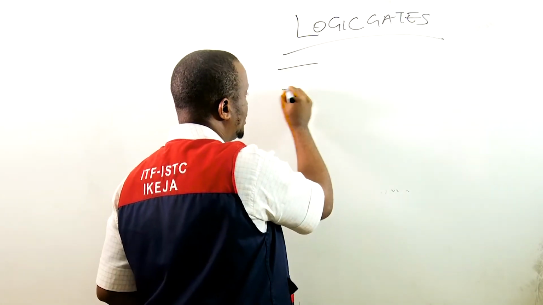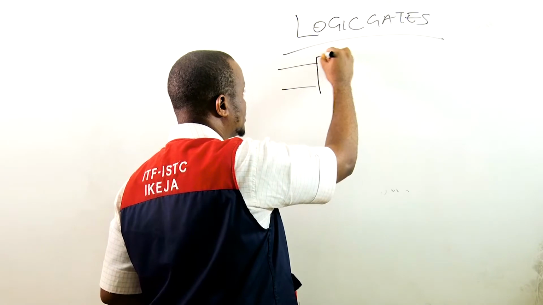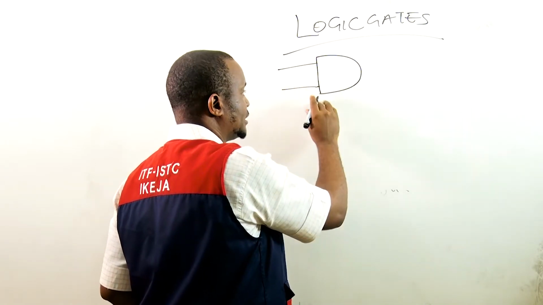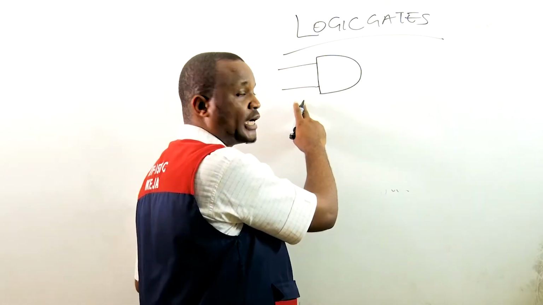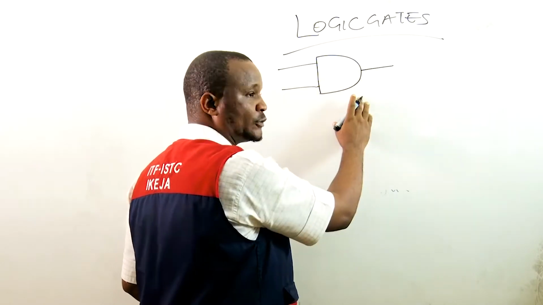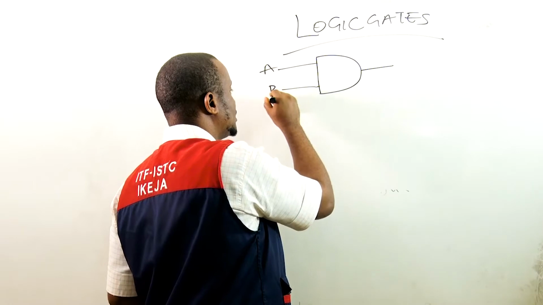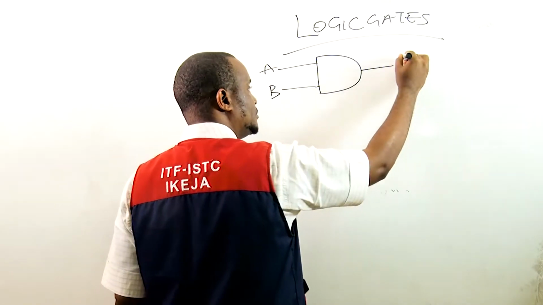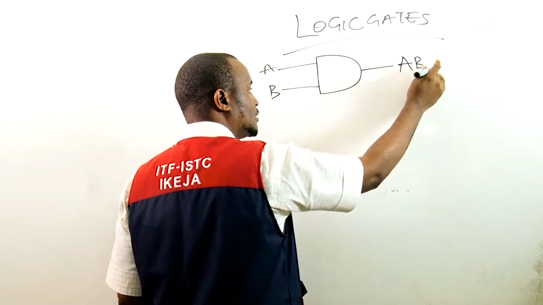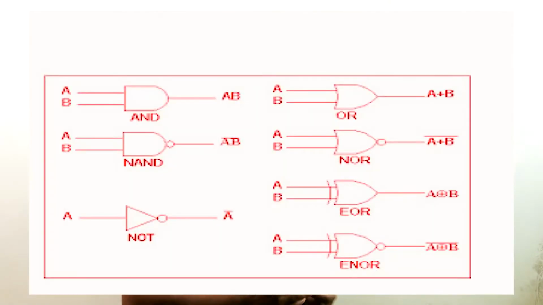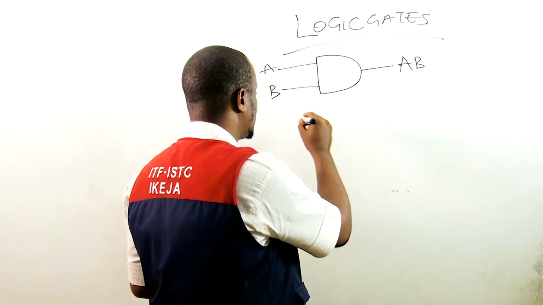So let us take a look at the AND gate. This is how we draw an AND gate. This is a 2 input AND gate with 1 output. Let's say the inputs are A and B. The AND will be A, B. So the AND is just like the conventional multiplication, A times B, and we have it as the output.